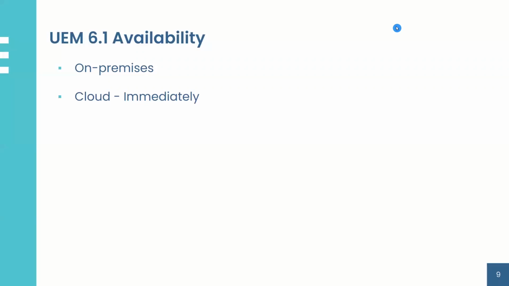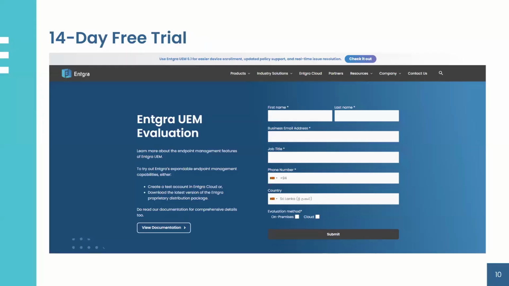Alright, so the Entgra UEM 6.1 is already available for on-premises users, and the cloud users can expect the updated version of the platform immediately. And also the UEM 6.1 is available via the 14 days free trial. You can just create a test account in Entgra Cloud, or you can just download the UEM 6.1 proprietary distribution package and try out the latest features of this release.